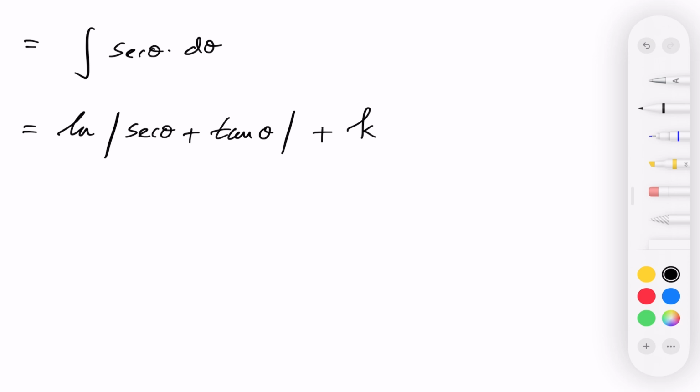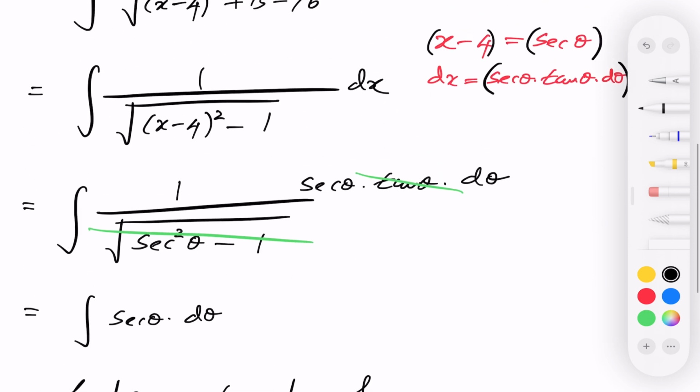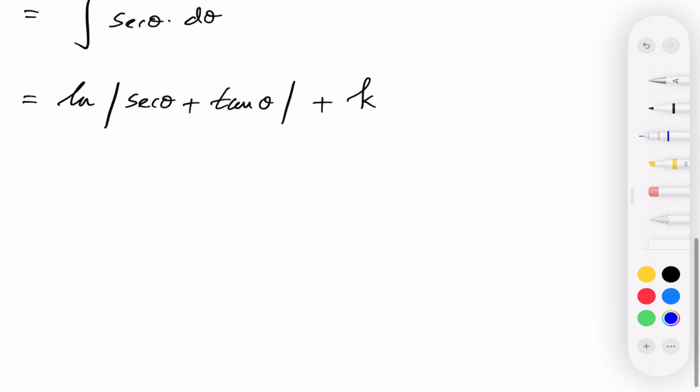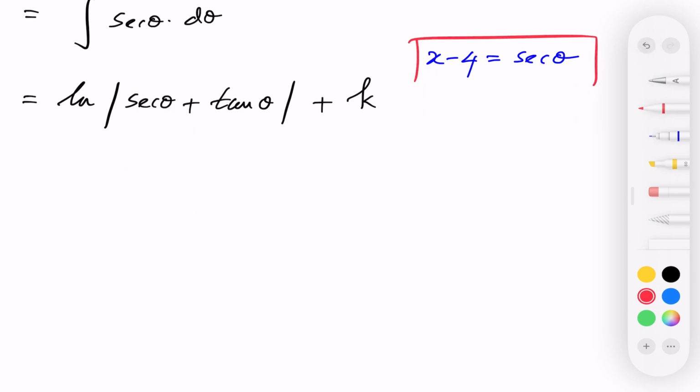Alright, now the answer should be kept in terms of the original variable given. The original variable was x. We have to look at the substitution again. The substitution that we used was x minus 4 equals secant theta. Now from that we can write theta. We have x minus 4 being equal to secant theta. Well, of course, I need secant theta right here. Therefore, this is a part of the answer that I need.